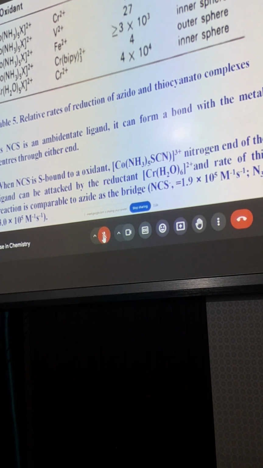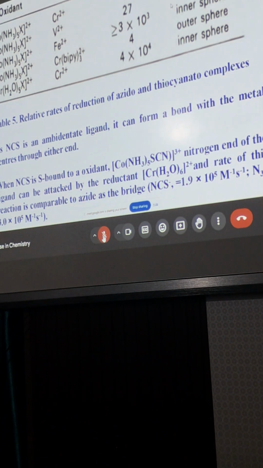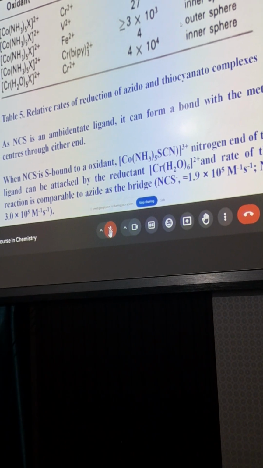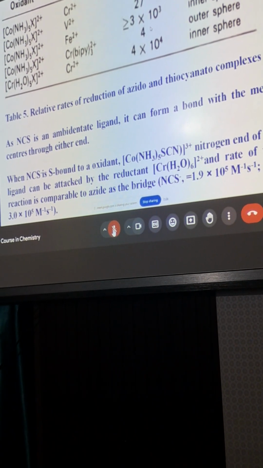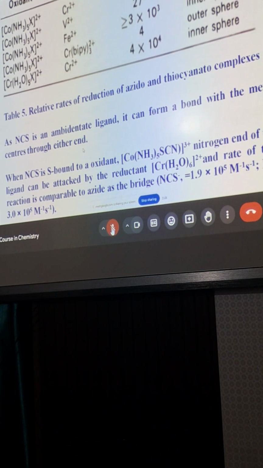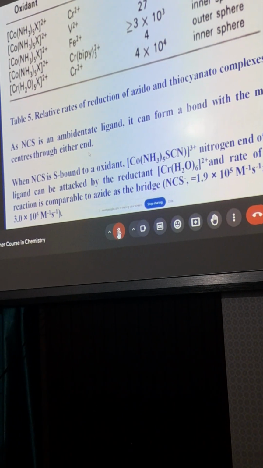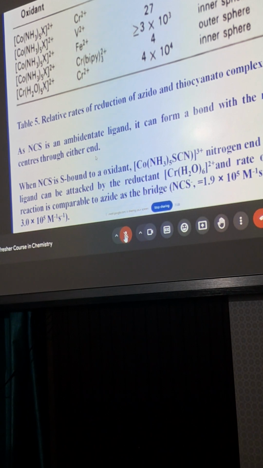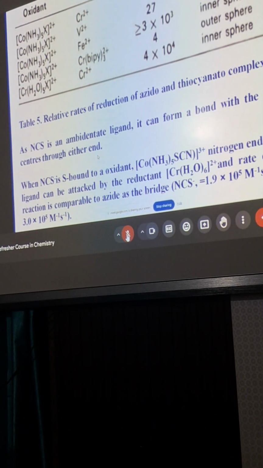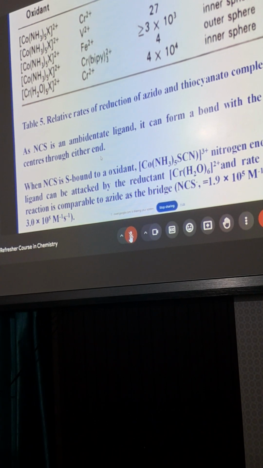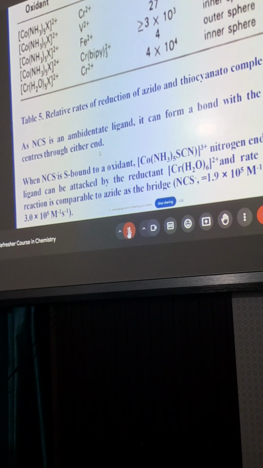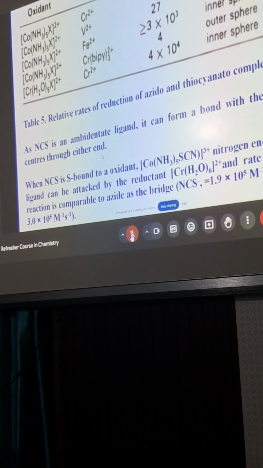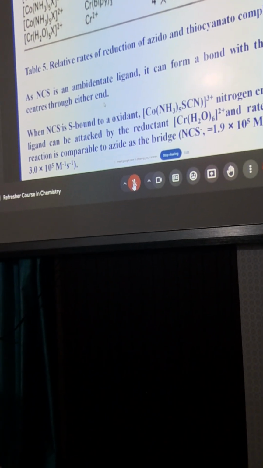It is shown here, so I'm not going to discuss it. This table simply shows k azide, k thiocyanate, and whether the reaction follows an outer sphere mechanism or inner sphere mechanism has been concluded on the basis of this ratio. Now, an interesting point arises. When thiocyanate is assumed as a ligand, you know that thiocyanate acts as an ambidentate ligand, and it can form a bond with the metal center through either end, through the nitrogen end or through sulfur.